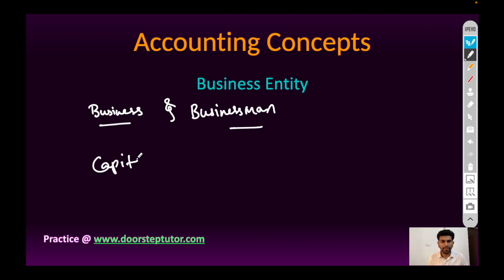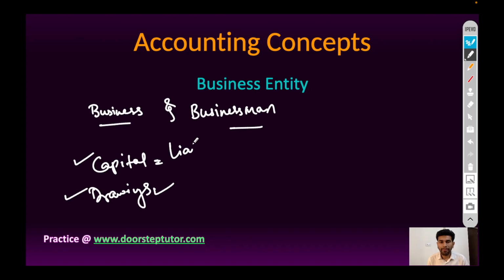Therefore, there is a term capital and drawings, because when businessman brings money into the business, it is capital. Businessman's personal money is brought into the business, therefore it has now become business money and not businessman money. So there is a difference between businessman personal money and business money. Similarly, drawings means when businessman withdraws money from business for personal use. So when businessmen withdraw money for personal purpose, we have to record it as drawings.